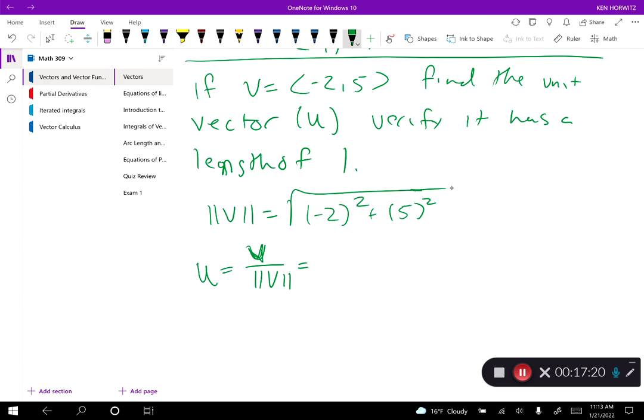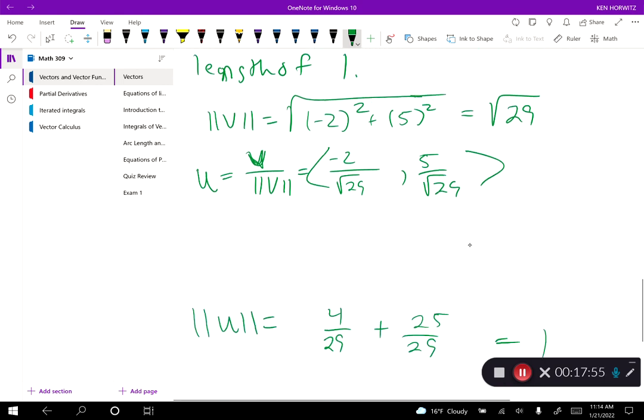All right, so if I have -2 squared, that's 4. 5 squared is 25. So my magnitude is the square root of 29. Now, in order to write it in this fashion, I could write it a couple of different ways. I can write -2 divided by the square root of 29, comma, 5 over the square root of 29. And there is my unit vector.